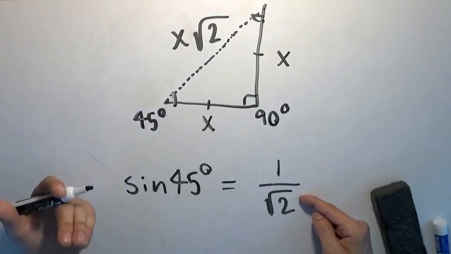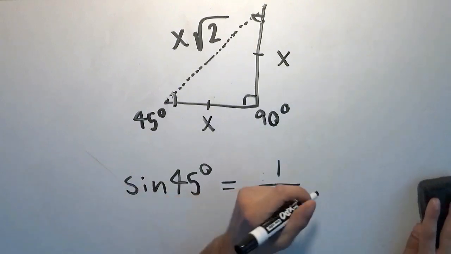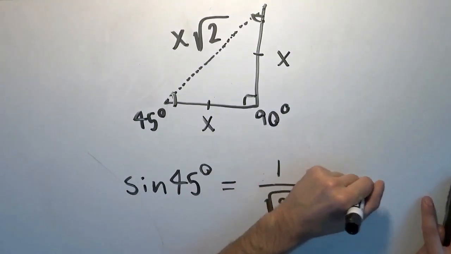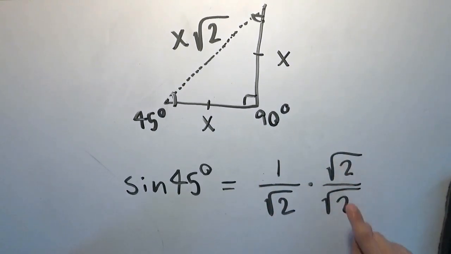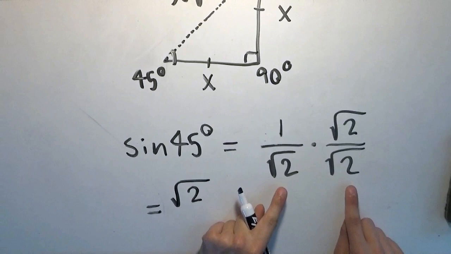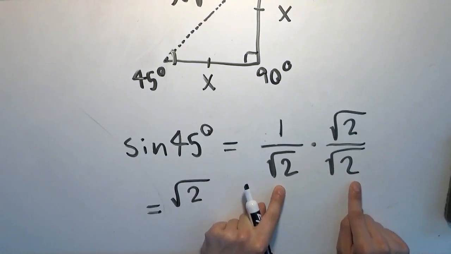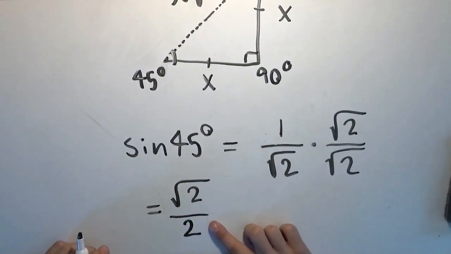So what makes it slightly easier is we're not going to change the value of this number, we're going to change it sort of cosmetically, right? We're going to multiply the top and the bottom by the square root of 2, like that. But the square root of 2 divided by the square root of 2 is just 1. So this doesn't change the value of the fraction, right? It's just multiplying something by 1 so as to make it cosmetically different. And the cool thing is in the top we just get the square root of 2. And then in the bottom we have the square root of 2 times the square root of 2, which is the same thing as the square root of 2 squared, which by definition gives us 2. So the sine of 45 degrees is equal to the square root of 2 over 2.